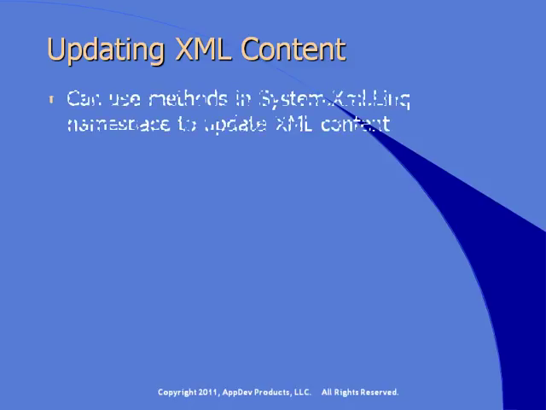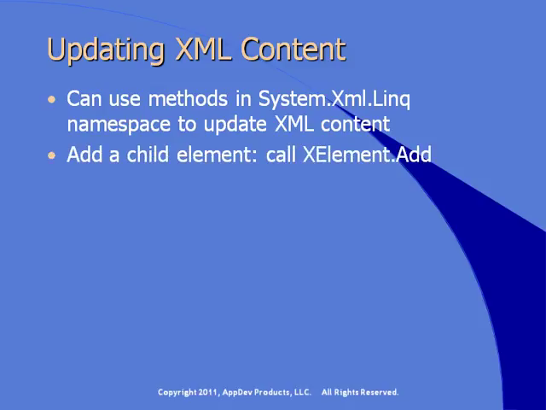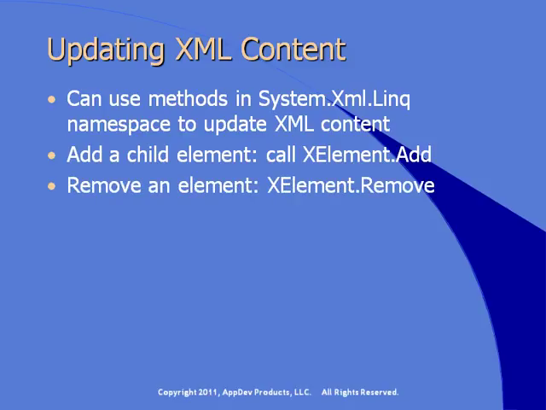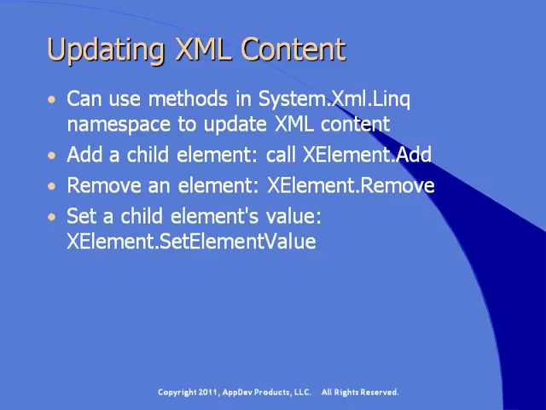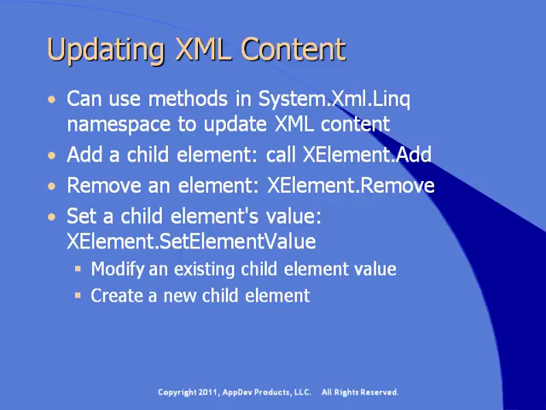You can use methods in the System.Xml.Linq namespace to update XML content. If you want to add a child element, call XElement.Add. If you want to remove an element, call XElement.Remove. If you want to set a child element's value, call XElement.SetElementValue. To do that, you'll modify an existing child element value, or create a new child element, or delete a child element. That SetElementValue is very powerful.